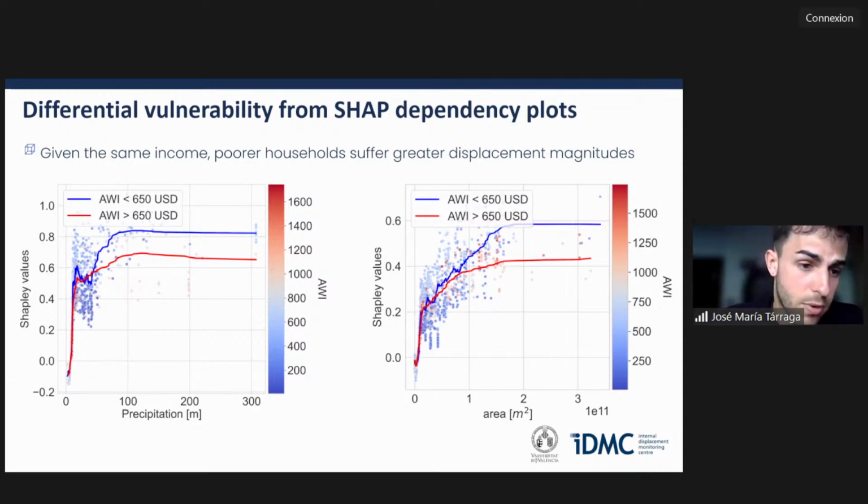These are Shapley dependency plots in which you plot Shapley values on this axis and the precipitation values on the x-axis. And then here what we fit is averages for any variable that you would like to investigate. Here we investigate the absolute wealth index, and what we see is that for the same precipitation value, poorer households actually depict greater displacement magnitude, and on the contrary, richer households depict less displacement magnitude. And for the area, you have a similar relationship, and it's a very nice way to quantify and visualize this differential vulnerability impact from data.